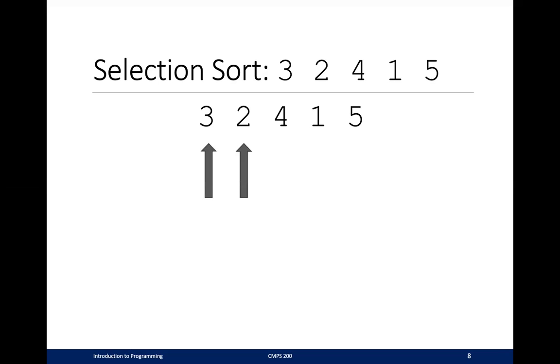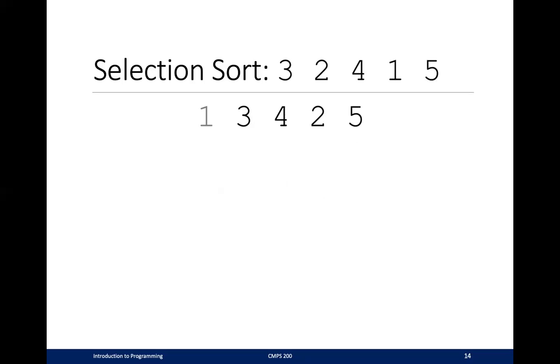I start comparing 3 and 2. Since 2 is smaller than 3, I'm going to swap them. So I do swapping, then 2 becomes the first element. Compare 2 and 4. I'm trying to pick that minimum element and put it in position. So 2 and 4, 2 is still smaller, so I move to the next element. Oh, 1 is less than 2, swap. And then 1 and 5, 1 is smaller, so it stays in this place. So after this round, I have 1, the minimum element, in the first position.